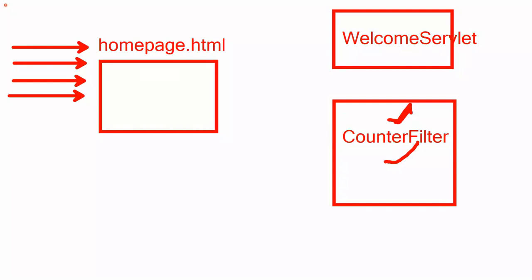Next, what have we tried? int count equal to 0 as an instance variable, and count plus plus inside doFilter. That is okay. Next, but the filter should execute. But I am sending the request to HTML. Then in web.xml, what have we tried? URL pattern.